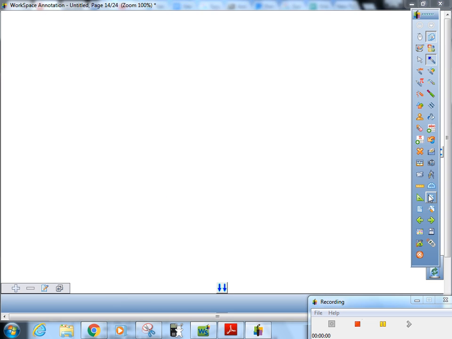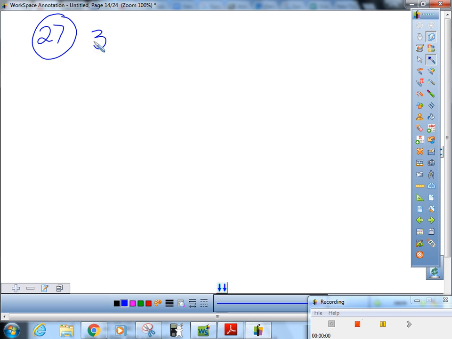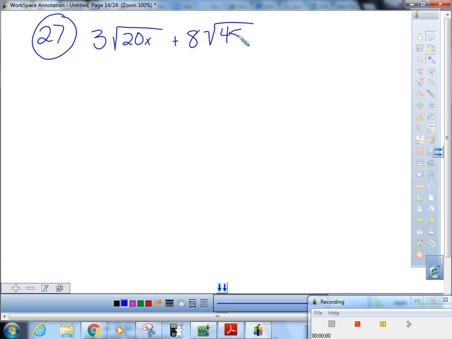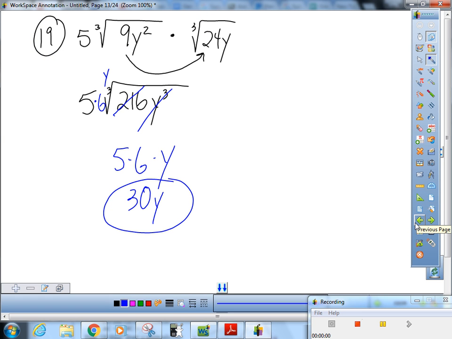We'll start with number 27. Three times radical 20x plus 8 times radical 45x minus 4 times radical 5x. Now, we have to shift your gears now. You cannot combine those two, okay, because you're adding them now. You're not multiplying like we did here.